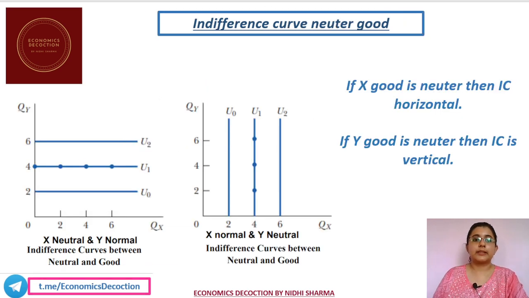Now we have indifference curve in case of neutral goods. What would be the shape of indifference curve in case of neutral goods? As you can see that when X good is a neutral, then IC is horizontal. Because here X is a neutral while Y is a normal good. So that's the reason why whichever axis measures the neutral good, the indifference curve is going to be parallel to that axis. Okay, so in this figure, in the second figure, we can definitely say that good Y is a neutral good.